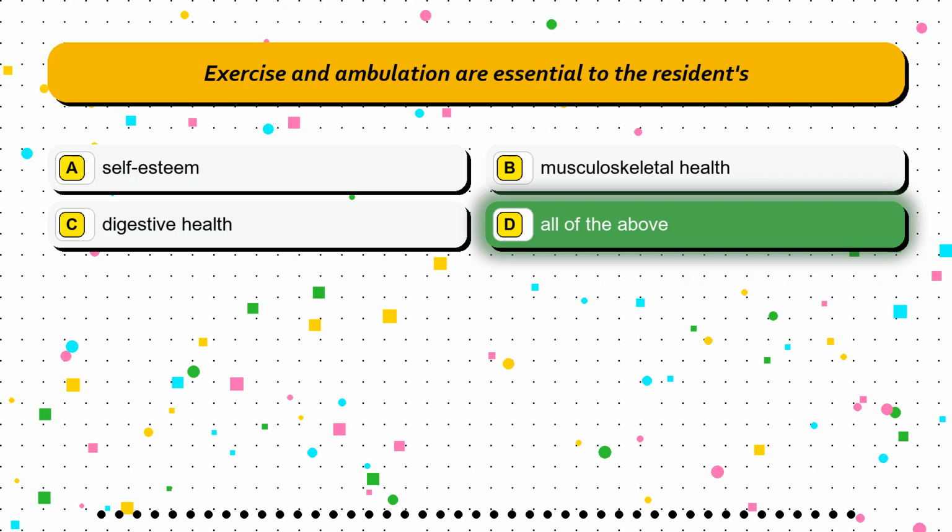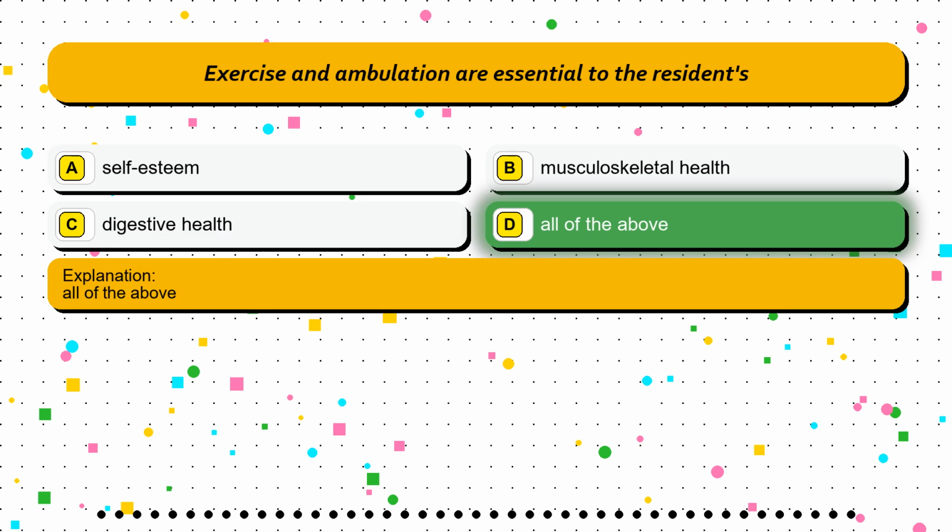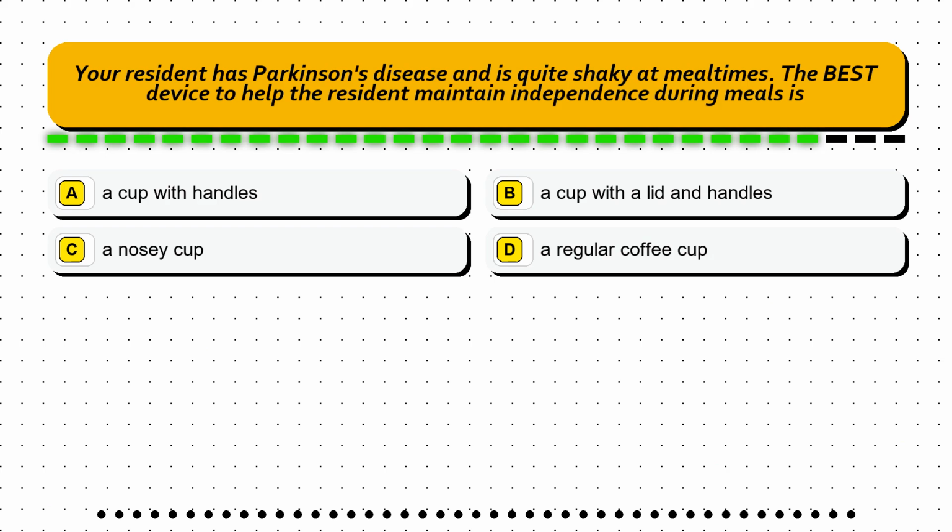The correct answer is option D, all of the above. Question 18. Your resident has Parkinson's disease and is quite shaky at mealtimes. The best device to help the resident maintain independence during meals is: Option A, a cup with handles. Option B, a cup with a lid and handles. Option C, a nosey cup. Option D, a regular coffee cup.